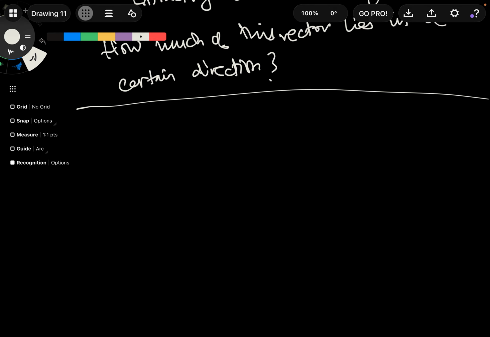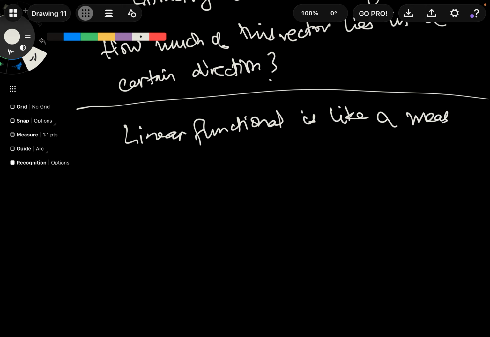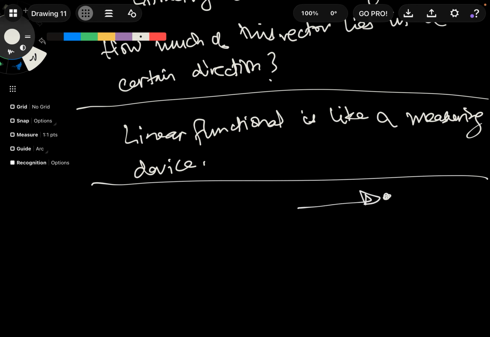Okay, so another way to think about it is a linear functional is like a measuring device. Different functionals measure different aspects. So you might see that one measures how far right you are. This is functional alpha. Let's call it that, just for fun. Another might measure how far up, and so on. So instead of thinking about vectors themselves, we can think about all the ways to measure them.